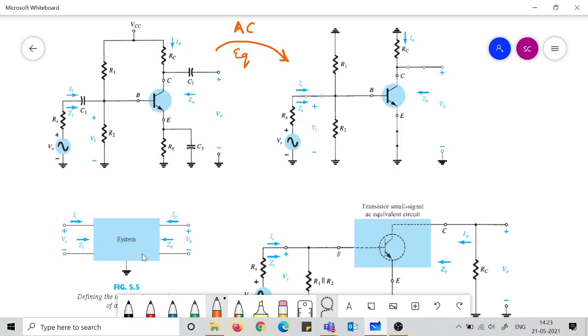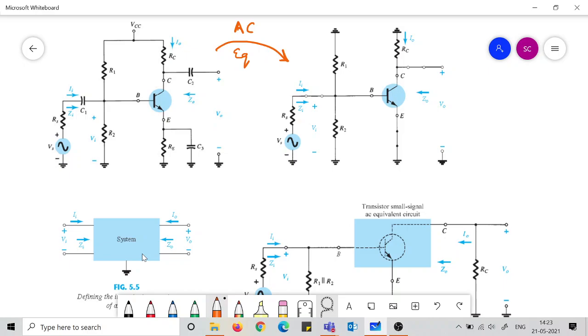That's why the direction of the current is into the system. Although we know that normally the system will deliver the current in the opposite direction. That is the general case. Normally we will find that the output current is coming out of the system. However, for the definition purpose of the two-port system, we have given the direction of the output current inwards.